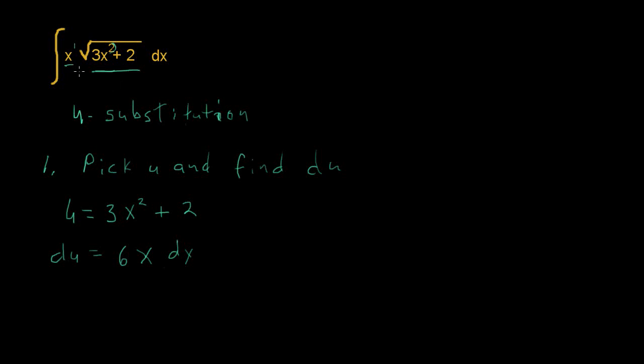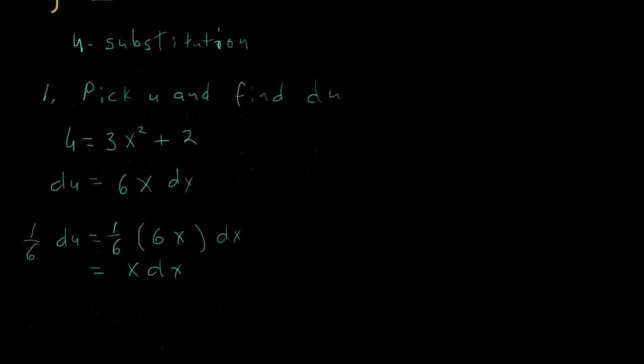But if you go back up and look at our problem, we don't have 6x dx, we have x dx. So what we need to do is multiply both sides by 1/6. If I take 1/6 of 6x dx, then I'll have the x dx that we have in our problem. Okay, so I picked u and I found du.